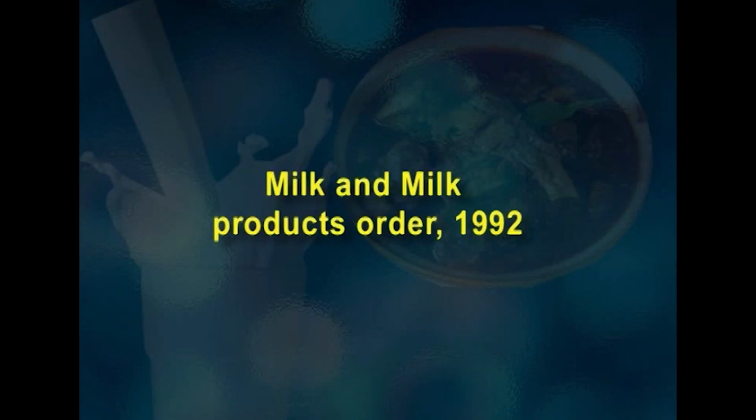And the next order is the Milk and Milk Products Order. This was enforced in 1992, and this will set the sanitation and hygiene standards for dairy plants and establish an advisory board to advise the government on production, sale, purchase and distribution of milk and milk products.